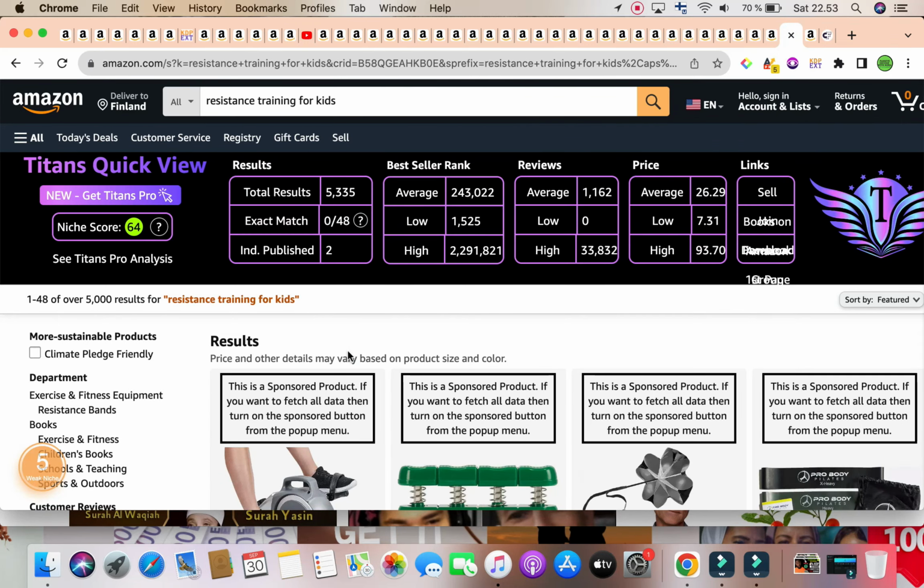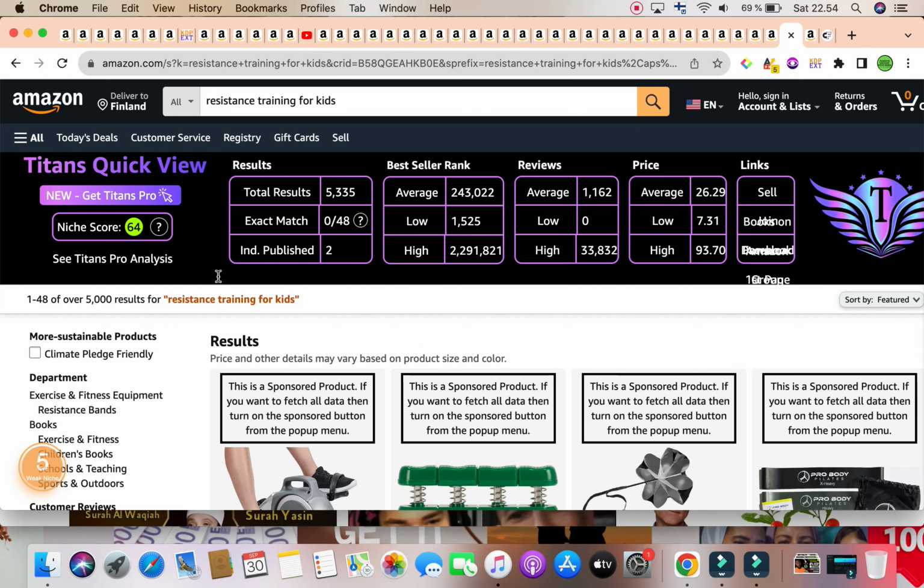for kids. And this is an amazing keyword. We've got a keyword niche score of 64. Total results are a little bit high, but we're going to talk about how to niche down, and the total results are sitting at 5,335. Also, the average bestseller rank is less than 300,000, which is ideal, and it is at 243,022. The average reviews are currently at 1,162, and the average price is a massive high $26.29. So we've got beautiful profitability metrics right here.